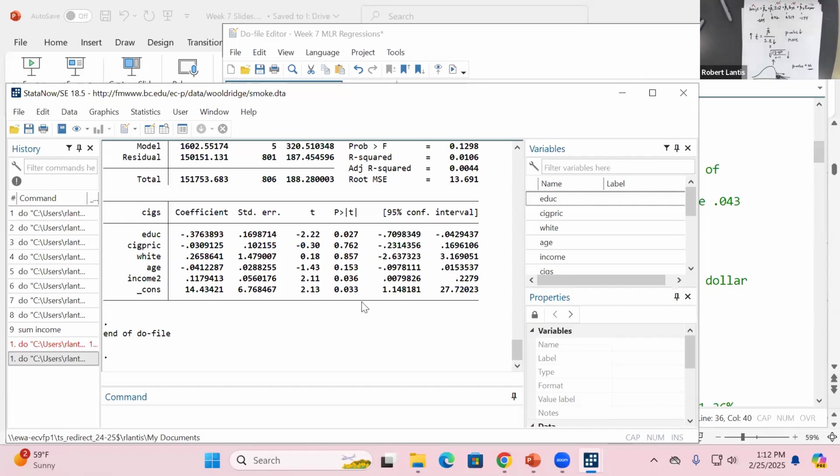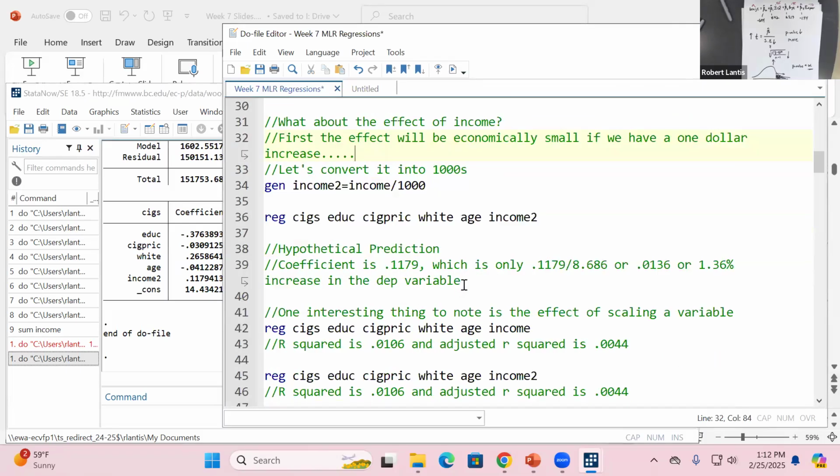It just changes our interpretation to make it a little bit more usable. So we can scale variables whenever we want to, right? It'll change the coefficient because that's changed the units. But in terms of our statistical significance, we shouldn't have any impact. Any questions on that before we keep moving?